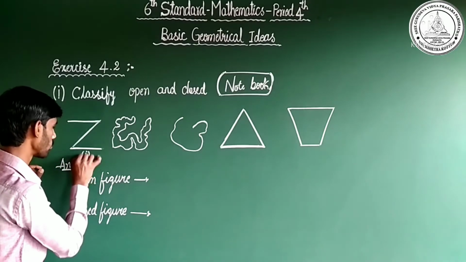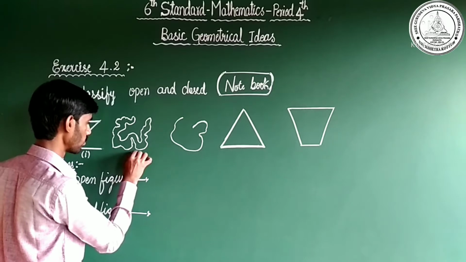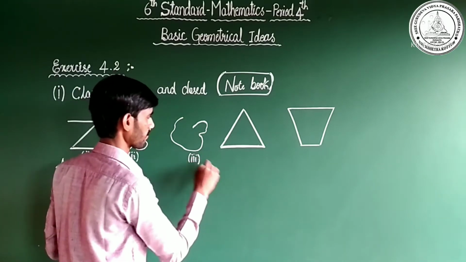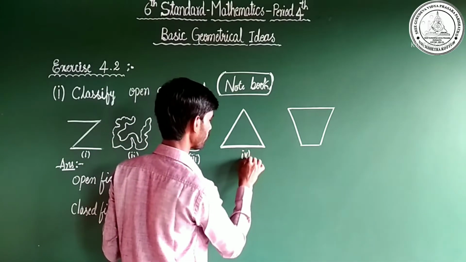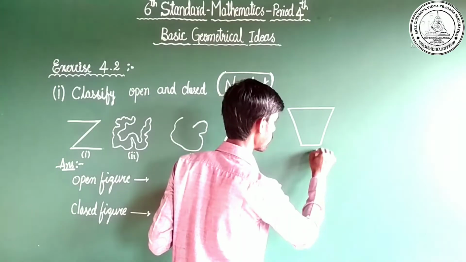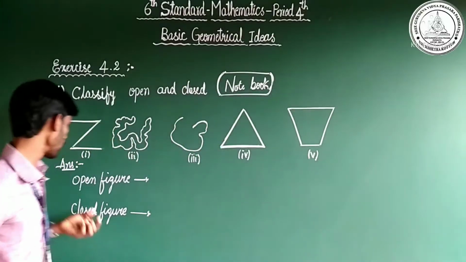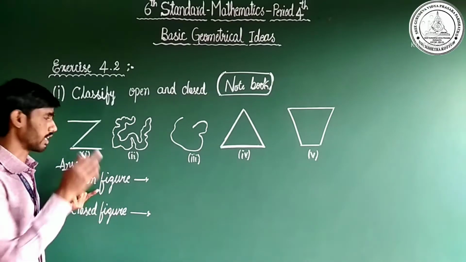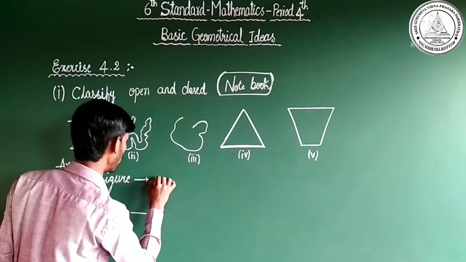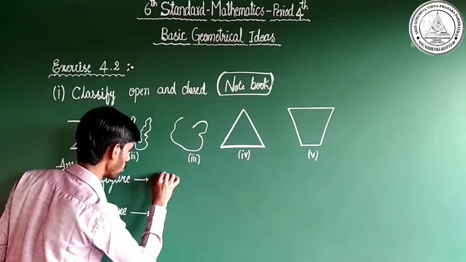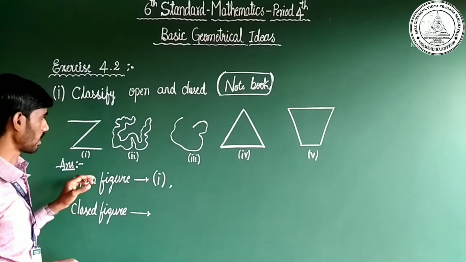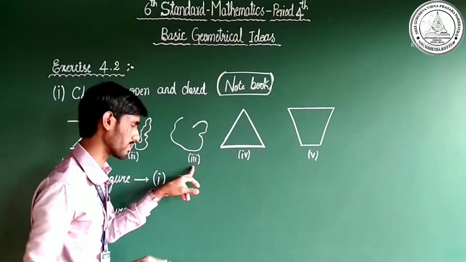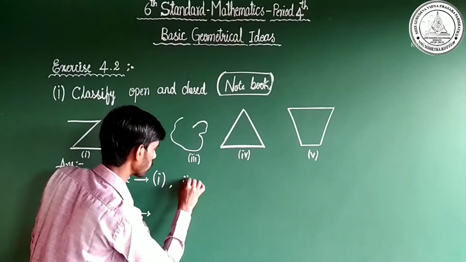This is question number first, sub question 2, sub question 3, sub question 4. This is the fifth sub question. Yes. Sub question 1 belongs to which figure? Yes, this figure belongs to open. The first one is open. Next, any other open figures? Yes, here it is. The third sub question is also an open figure.